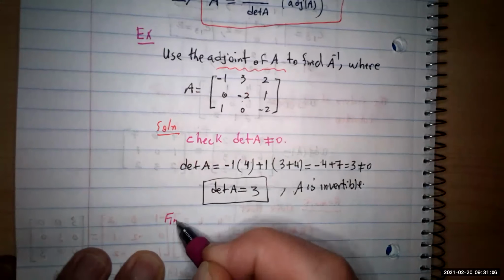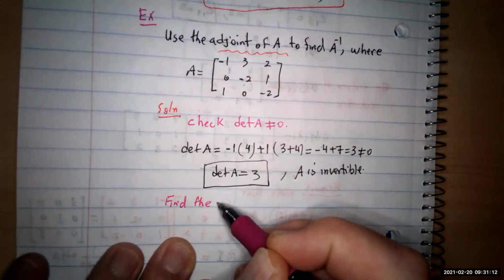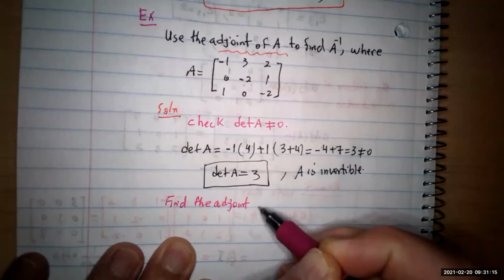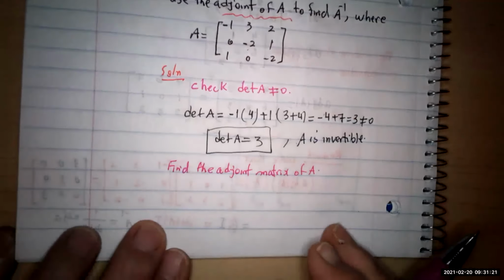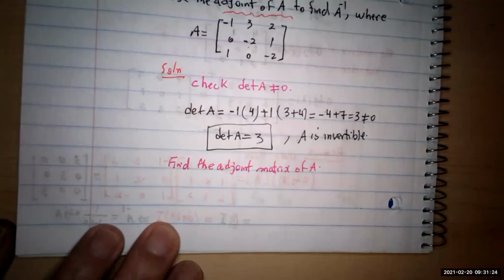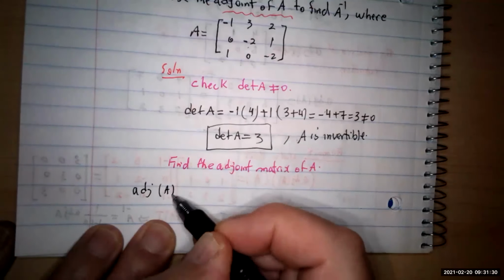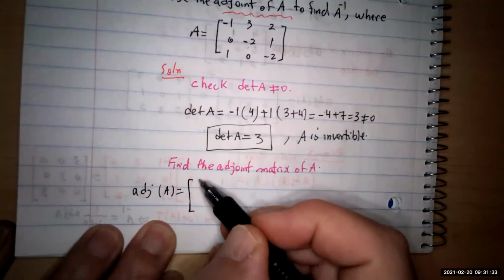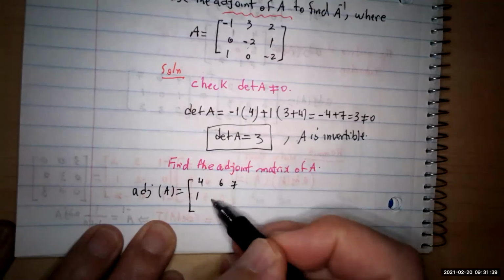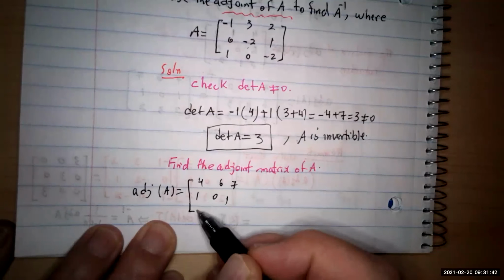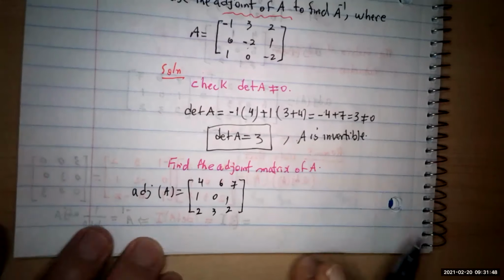You have to find the adjoint matrix of A. We have it from the previous example, so I just use it. It's going to be the adjoint matrix that we did previously. And we got this one: 4, 6, 7, 1, 0, 1, and then 2, 3, 2. So this is going to be the adjoint matrix.